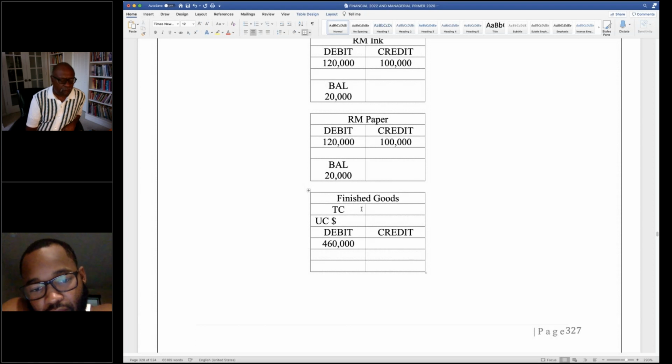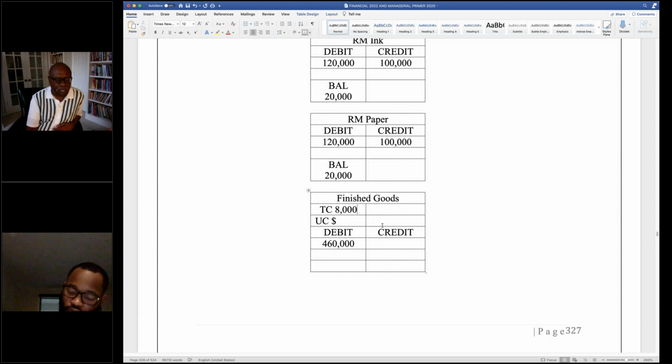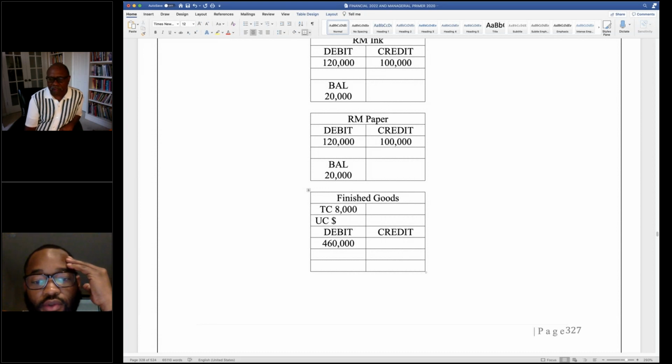So the total completed was 8,000, right? Yep. So now we got to go through and calculate our actual unit cost. We'd estimated it before, but it may be a little different. So we divide 460,000 by 8,000. How much do we get? Yeah, because that's how many we completed. That's the cost. 57.50.